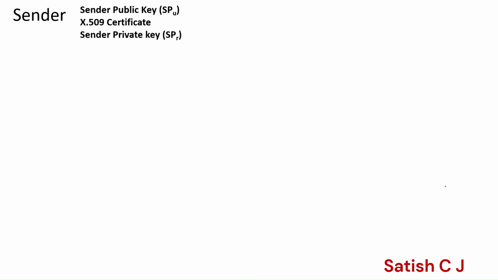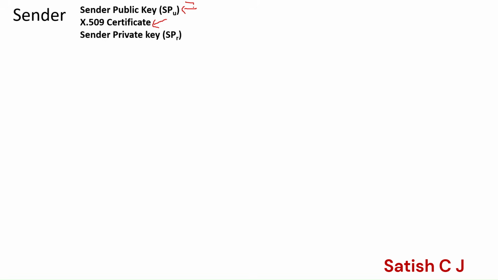So now let us take a look at a visualization of how S/MIME works. So here we have a sender who will be sending emails, and here you see this is the key difference. The sender should possess a digital certificate, the X.509 certificate, which contains the sender's public key. The certificate will not have the sender's private key. The sender will maintain it.